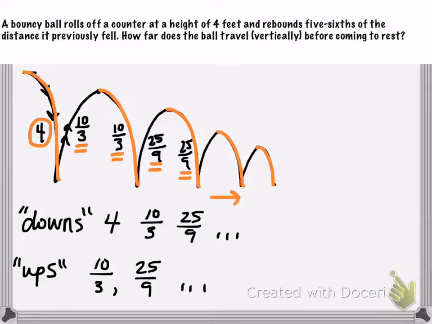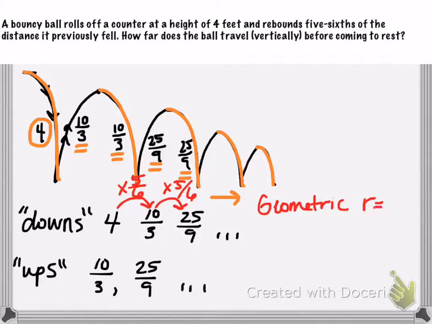So when we take a look at the pattern that we have here, we know that to go from 4 to 10/3, we multiplied by 5/6. And again, from 10/3 to 25/9, we multiplied by 5/6. So that's telling us that our sequence here is geometric. And we also know that my common ratio, what I multiply by repetitively, is 5/6. Now, do we know the last term of the sequence? Where is this going to end?